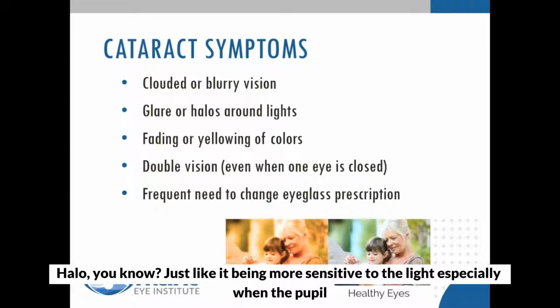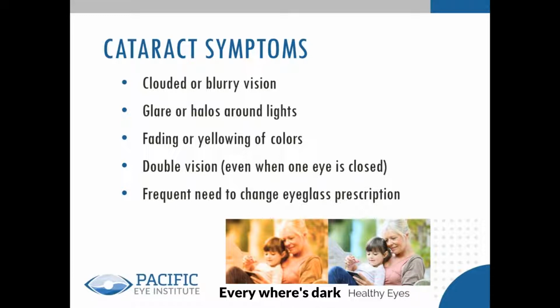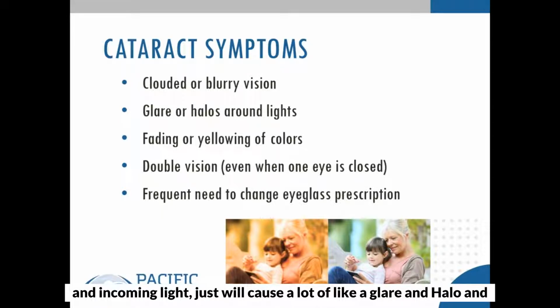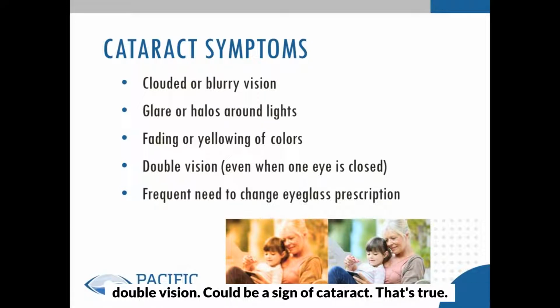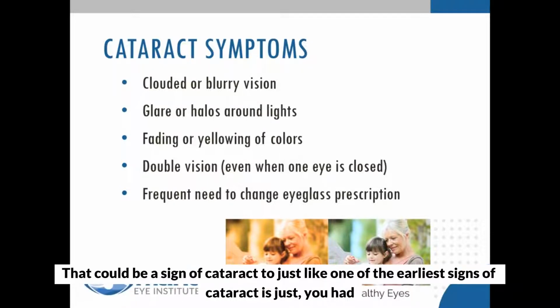Glare, halo, being more sensitive to light, especially when the pupil is open. Most of the time, people start to realize that when they drive at night, everywhere is dark, and incoming light just causes a lot of glare and halo. And double vision could be a sign of cataract. That's true. Most of the time, binocular double vision is a sign of a muscle or nerve problem of the eyeball. But when we have double vision in one eye, meaning even when you close the other eye, it is still double, that could be a sign of cataract too.